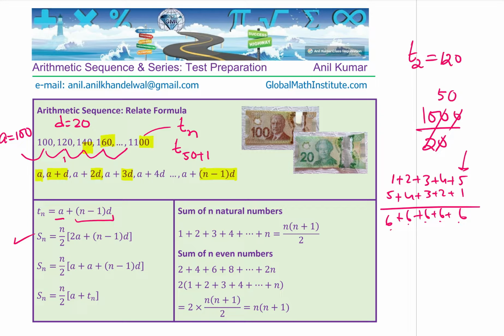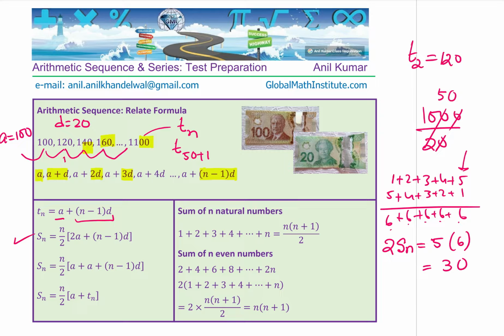But since we added them twice, this is twice the sum, right? And how many 6s do we have? We have 5 6s, correct? So we have 5 6s and therefore this answer will be 30. Do you see how we found this value?